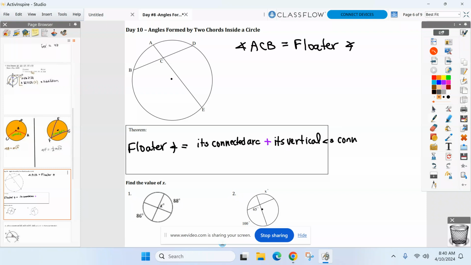And I told you it's wordy, sorry. So we take its connected arc measure plus its vertical angle's connected arc. Oh, I'm not done yet. Then we have to take all of that and cut it in half. Divide by 2.